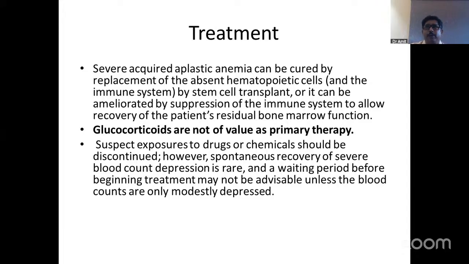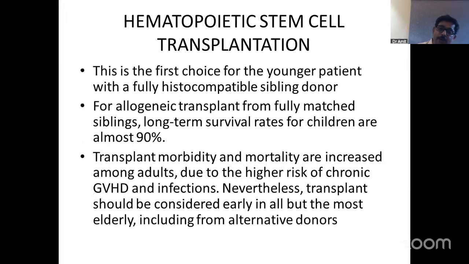So if a drug is causing the aplastic anemia, remove the drug from the system. If an infection is causing it, treat the infection as early and as aggressively as possible. But if it's acquired aplastic anemia, treat with hematopoietic stem cell transplantation. Hematopoietic stem cell transplantation is the first choice for young patients with a fully histocompatible sibling donor. For an allogeneic transplant from a fully matched sibling, the long-term survival rate is almost 90%.